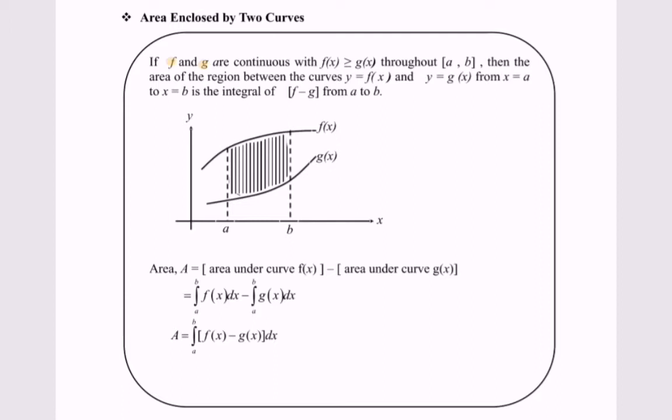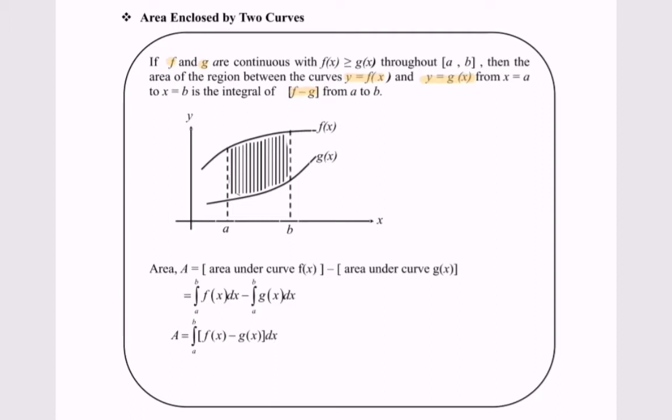Then the area of the region between the curves y equals f(x) and y equals g(x), from x equals a to x equals b, is the integral of the function f minus g from a to b. Kindly refer to the graph.